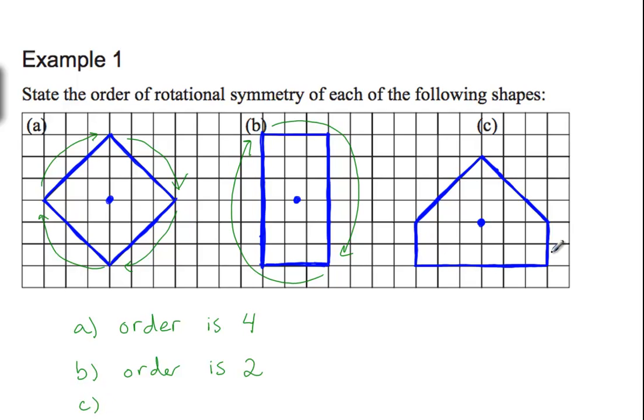C, we look at this shape, looks like a house. Is there ever any symmetry when we rotate it? The answer is actually no. We would have to go all the way around 360 degrees to get back to that same identical shape. So we can say the order is 1, but that also means no rotational symmetry. Shape C has no rotational symmetry.